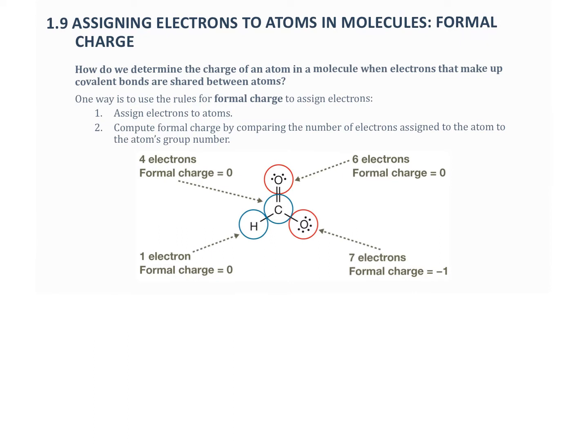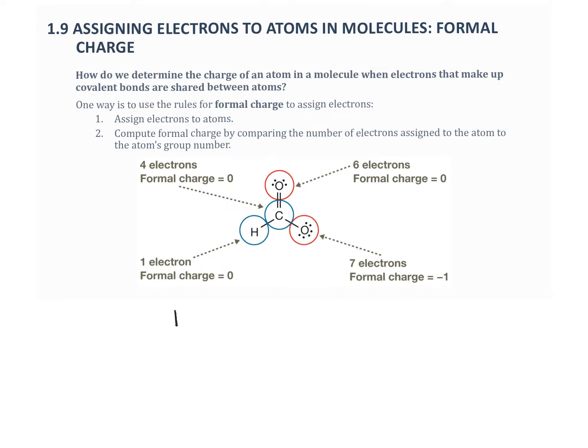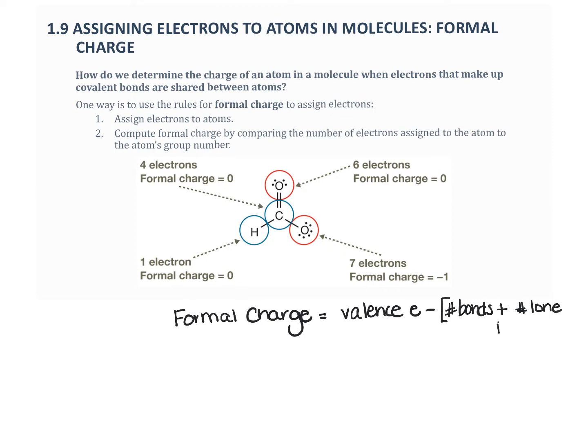And the rules are shown here, and your book goes through some, but honestly, I really like using a formula for this, where we have formal charge equals the valence electrons minus the number of bonds plus the number of lone pair electrons. Okay? And so, I said lone pair electrons. I just want you to see lone electrons. Okay? And so lone electrons.